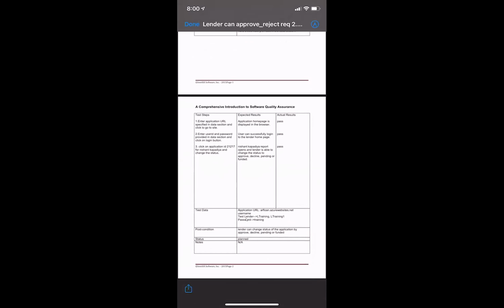Can you go through the steps you have? For the first step, I have: enter the application URL specified in the data and click go to the site. My expected result is that the application homepage displays in the browser. The second test step was to enter the user ID and password provided in the test data and click on the login button. The expected result was that the user can successfully log into the lender homepage.